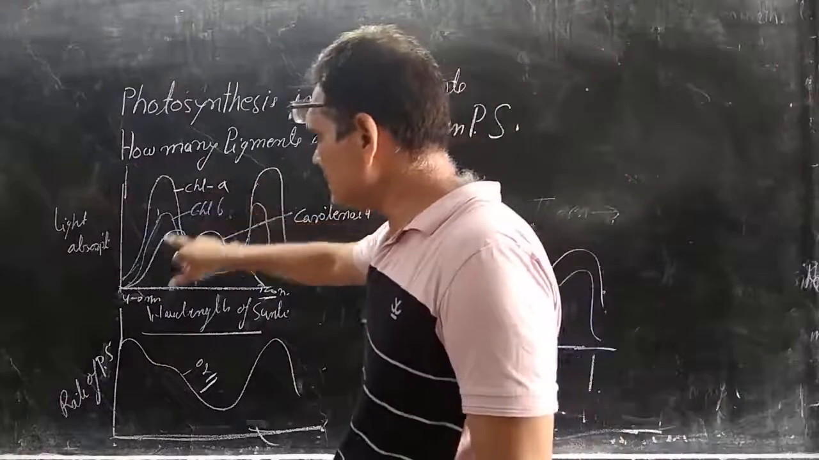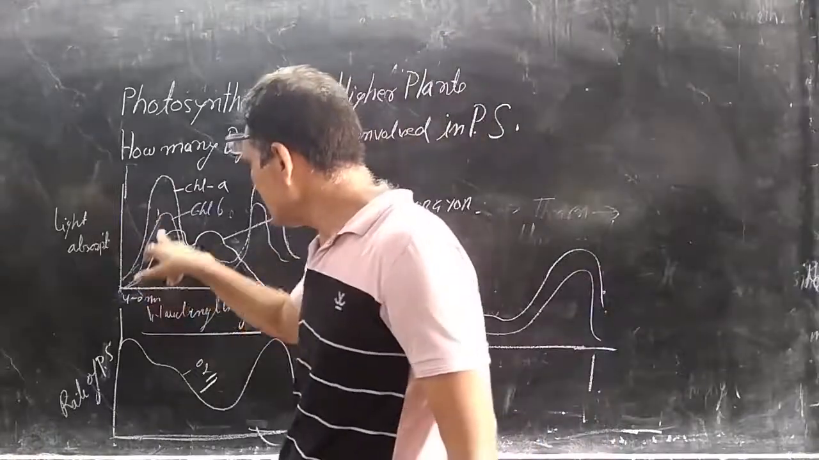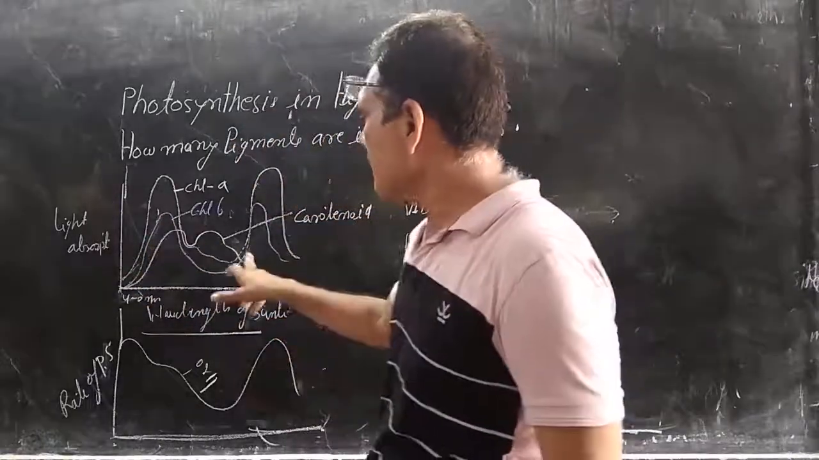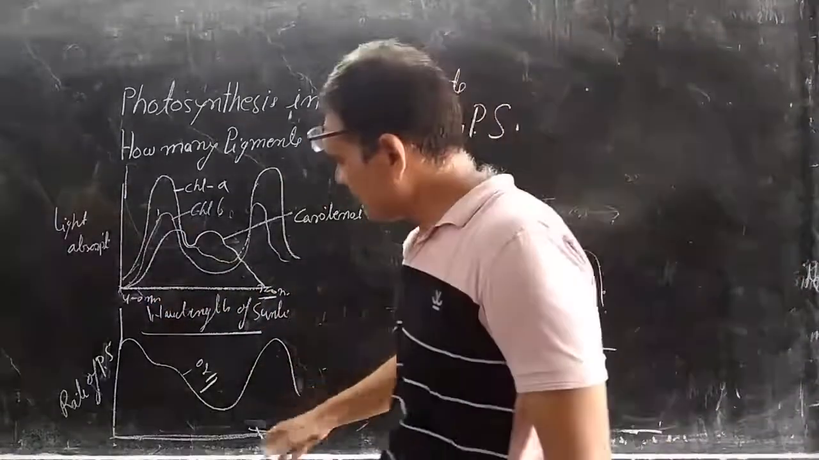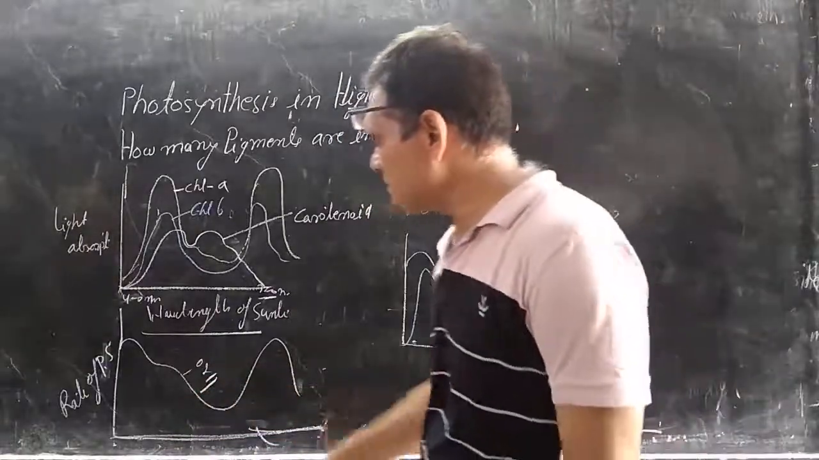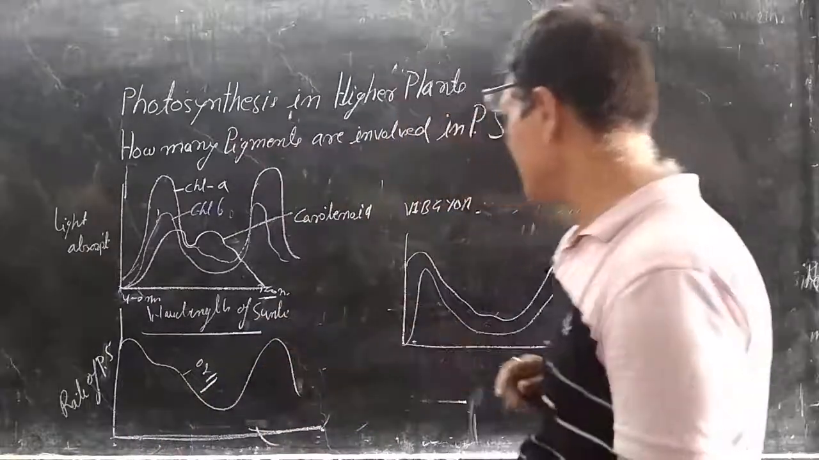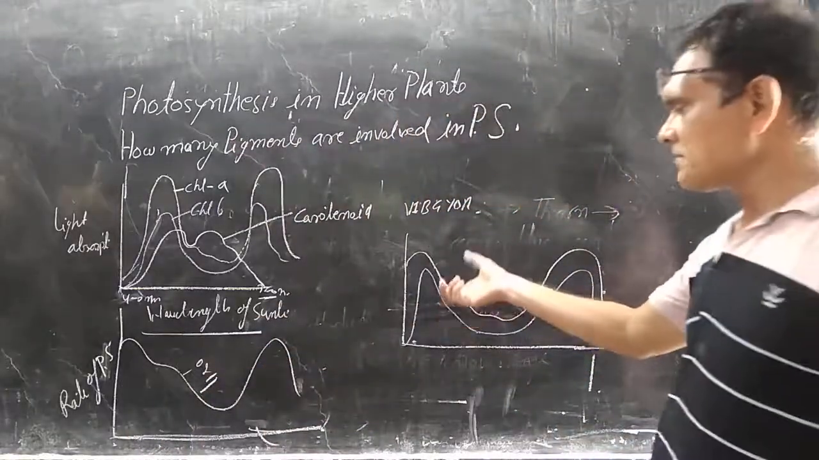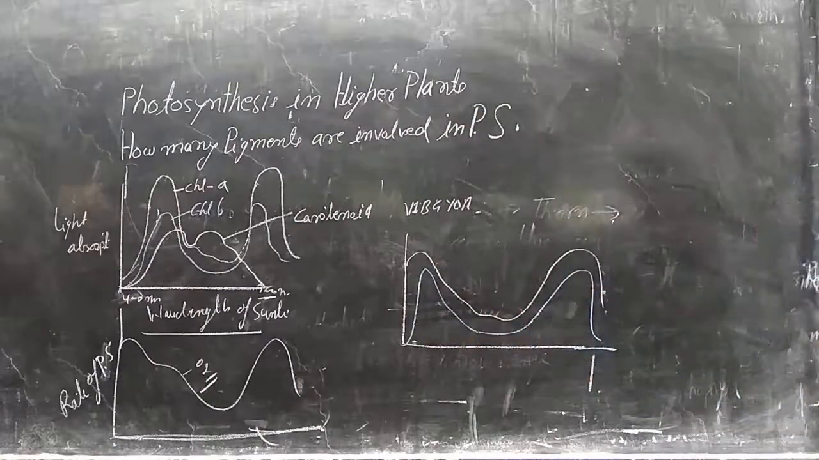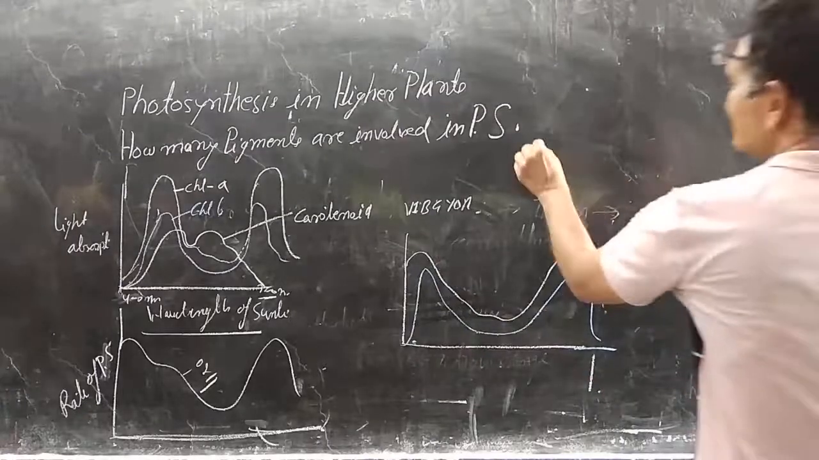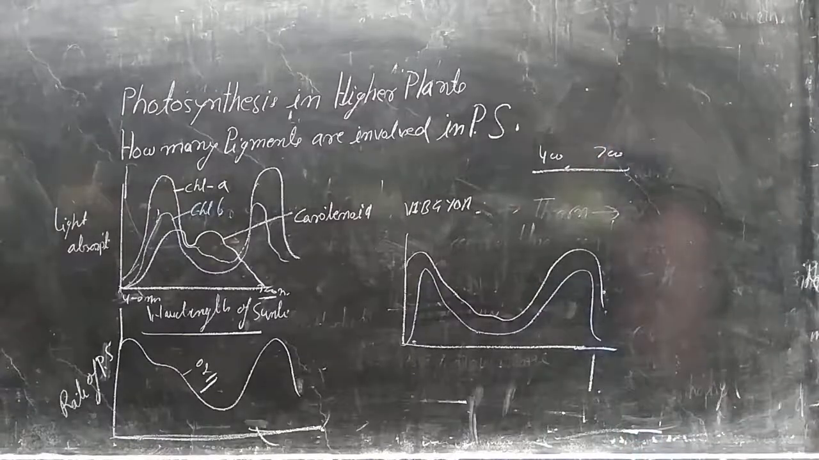Chlorophyll A maximally absorbs near 400 and near 700. Chlorophyll B again near 400 and 700. Carotenoids near 400. If we see the other graph, where is the maximum rate of photosynthesis? Maximum rate of photosynthesis is near 400 and near 700. If we compare both graphs, the absorption spectrum of sunlight and the rate of photosynthesis are similar. Means maximally at two places, 400 and nearby 700, there is the maximum rate of photosynthesis.